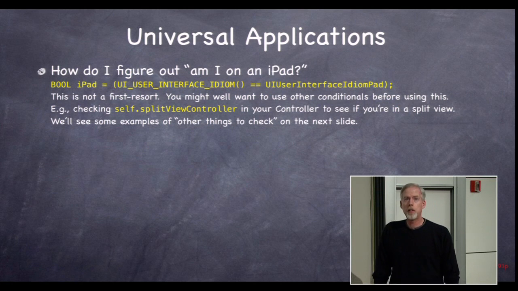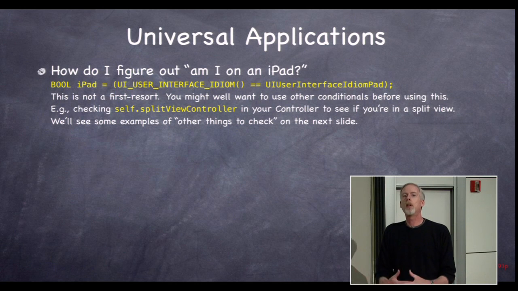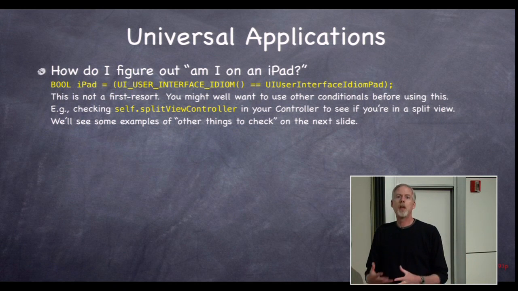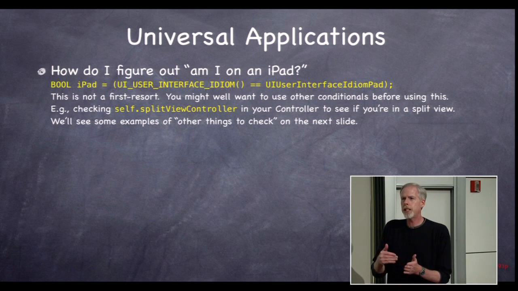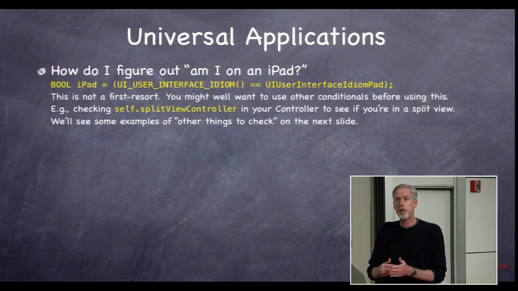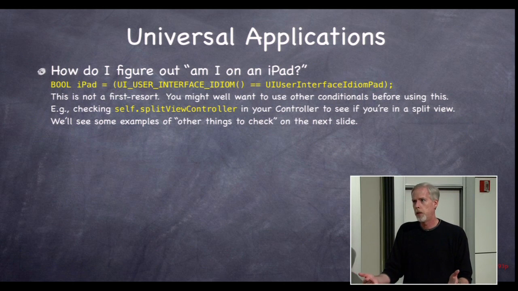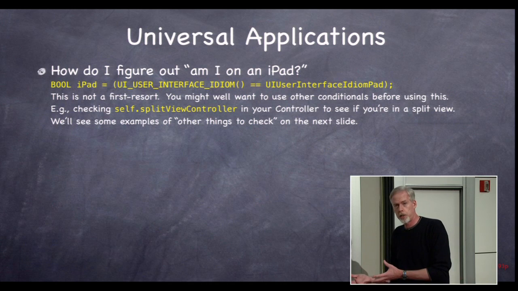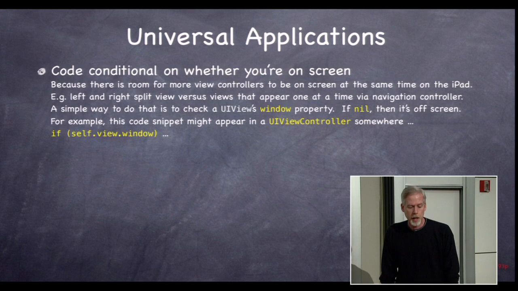It might be better to say, am I in a split view controller? Because if I'm in a split view controller, then I want to do certain things versus whether I'm on an iPad. So if you're going to say if I'm in an iPad, make sure that you're really testing, am I in an iPad versus testing, oh, am I in a split view controller? Right? You can always tell if you're in a split view controller by saying self.splitViewController, for example. Now, some things are contingent upon being in a split view controller, other things are contingent about just being on the iPad, and you have to make a decision what semantically is going on.